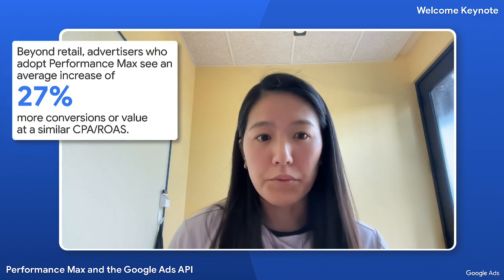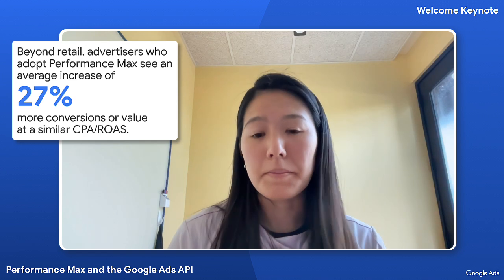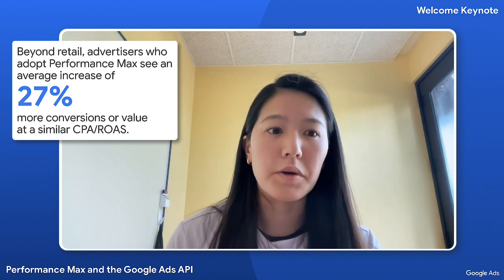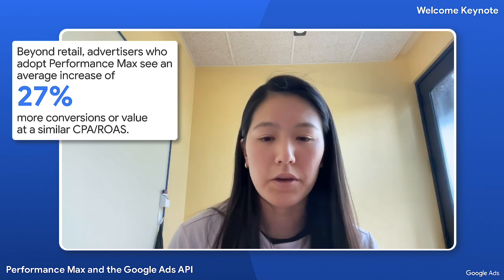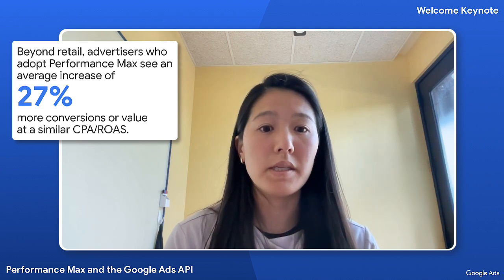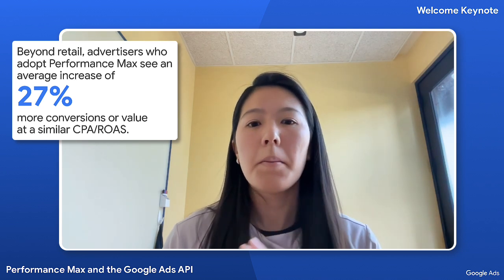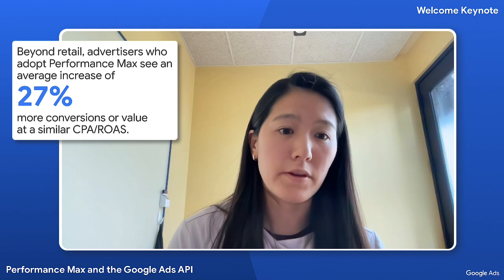On our end, I'm really excited to say that we have been delivering on the performance part of Performance Max. We've seen that beyond retail, advertisers who adopt PMax have seen an average increase of 27% more conversions or value at a similar CPA or ROAS, and this is even when they already use broad match and smart bidding in their search campaigns. So while we're constantly working to make the product more powerful and easy to use, we want to make sure we're giving you the controls over your brands and non-negotiables.